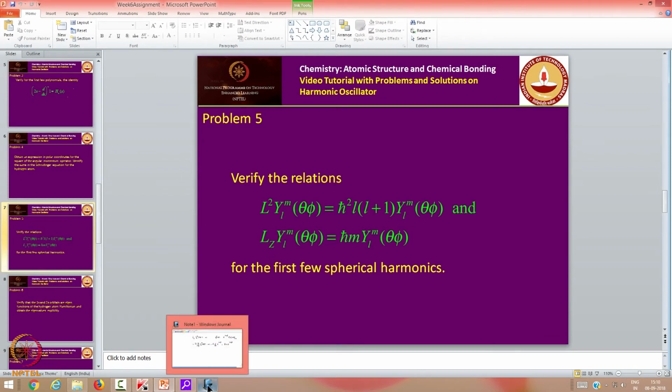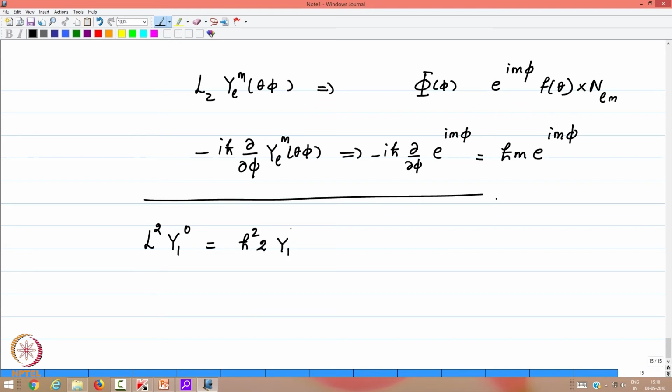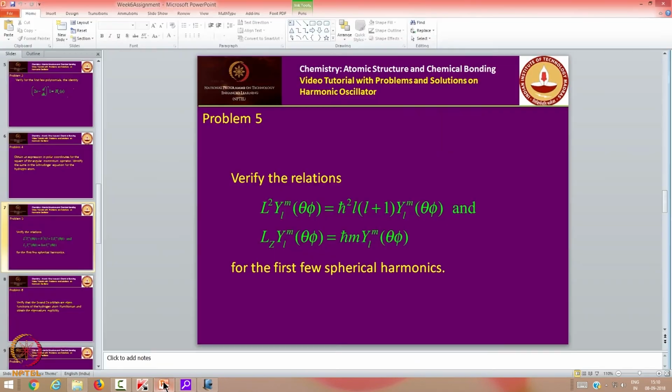What about the L square? We'll do it for a simple case. L square on say Y_1^0, because we'll again ignore the phi part, since it's going to give exactly the same result if you put the phi part in. This is supposed to give the final result. Since L is 1 and m is 0, this is supposed to give h bar square L into L plus 1, which is 2, and it should give you Y_1^0 theta phi. As per this relation, L is 1, therefore L square on Y_1^0, this is not m dependent, it's h bar square into 2.